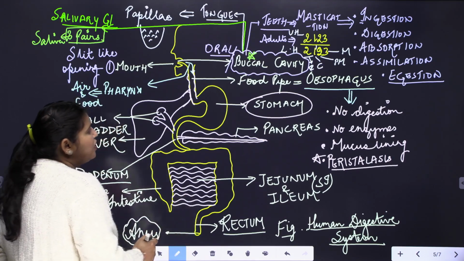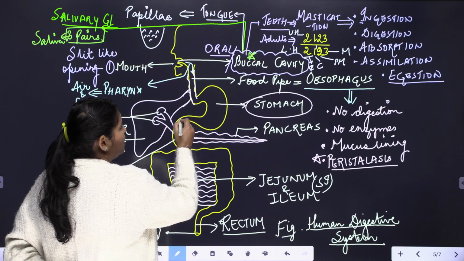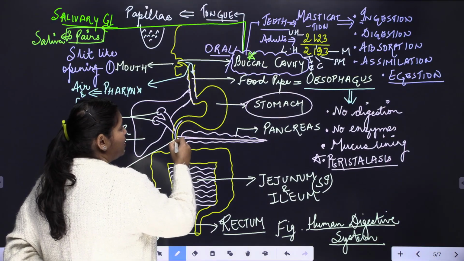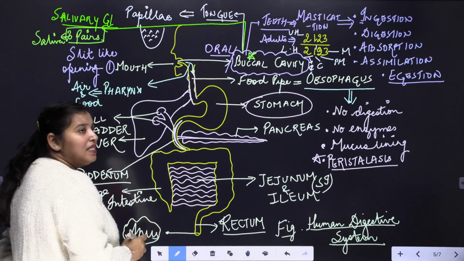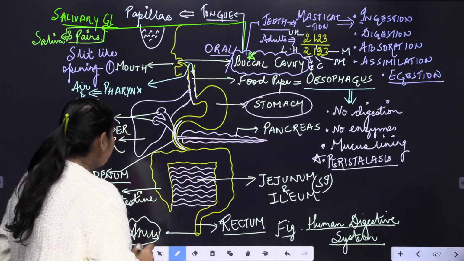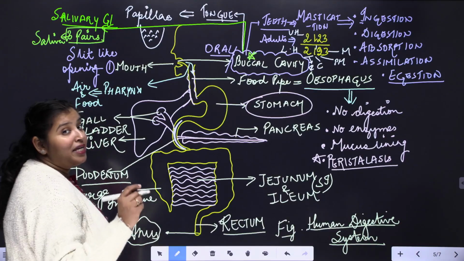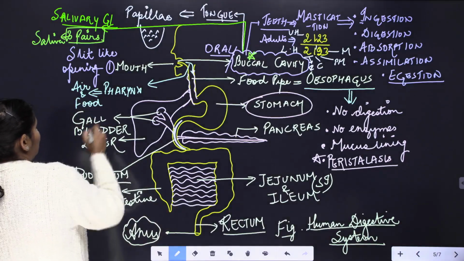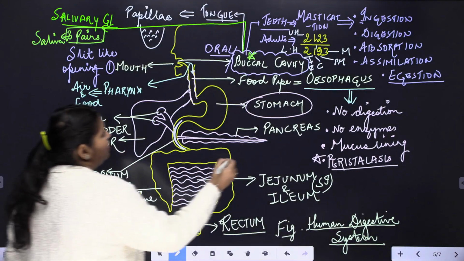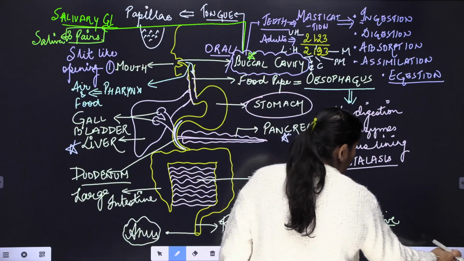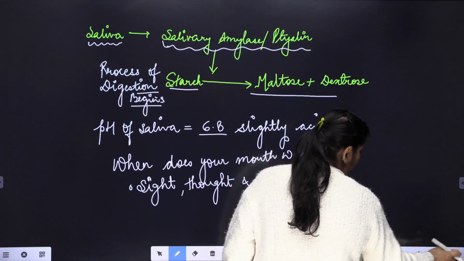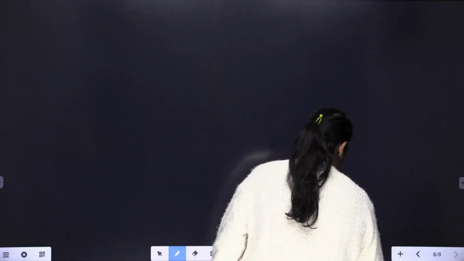But on its way to the small intestine, this C-shaped part, which we call the duodenum, receives secretions from two main glands, the liver and the pancreas. So let us have a look at what the liver and what the pancreas are going to do.